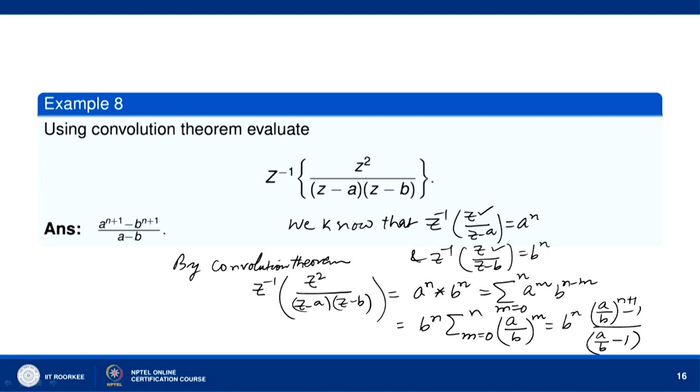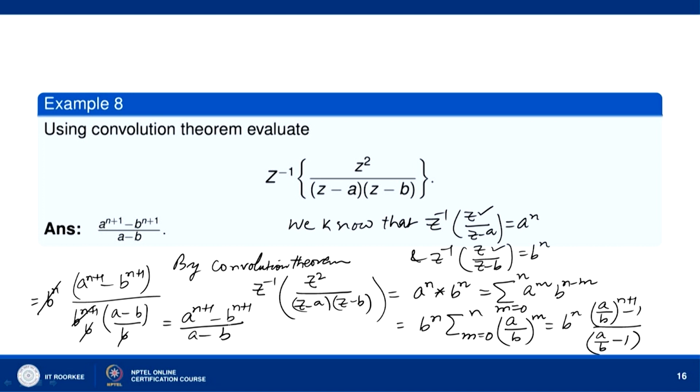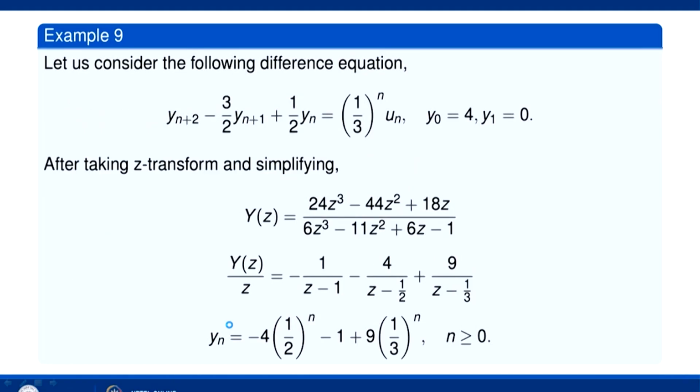Okay. So, if we calculate this, this will be equal to B to the power n times A to the power n plus 1 minus B to the power n plus 1, divided by B to the power n plus 1 into (A minus B) divided by B. Okay. So, this cancels with this, you get B here, and B cancels with this B here. So, we get A to the power n plus 1 minus B to the power n plus 1 divided by A minus B.